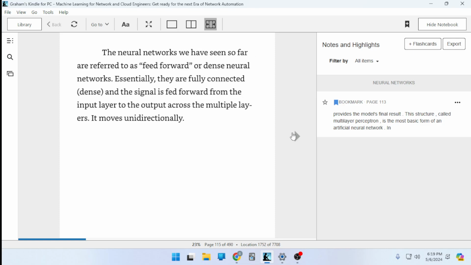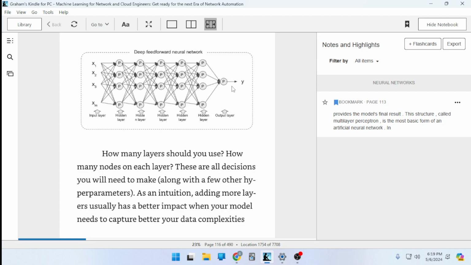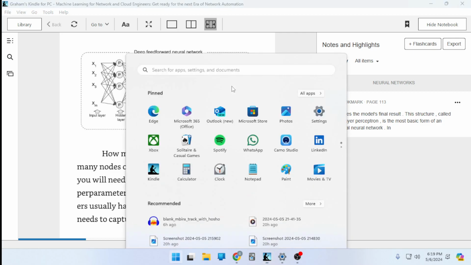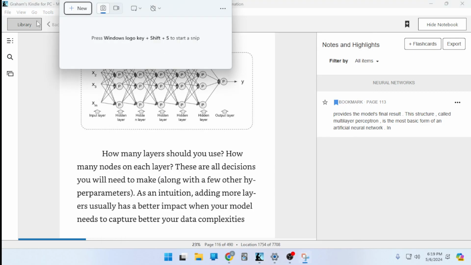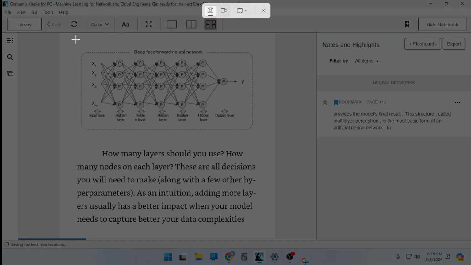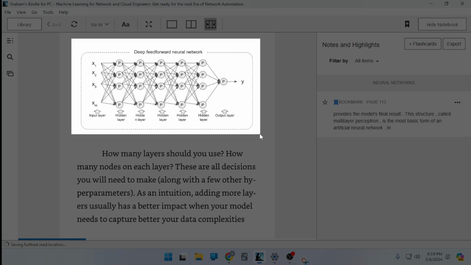The neural networks we have seen so far are referred to as feed-forward or dense neural networks. Essentially, they are fully connected, dense, and the signal is fed forward from the input layer to the output across the multiple layers. It moves unidirectionally. So, quite a sophisticated drawing there. This is a deep feed-forward neural network.